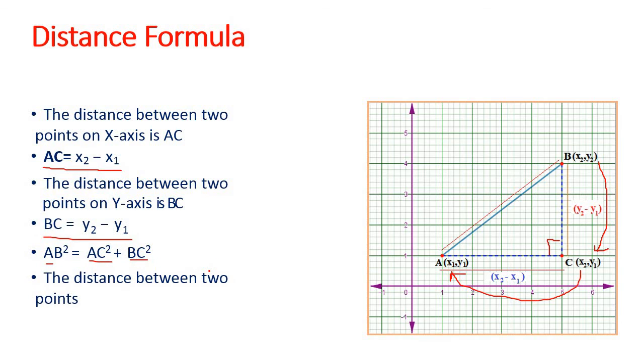Therefore the distance between A and B is given by D is equal to the square root of AC square plus BC square. AC is x2 minus x1, so substitute x2 minus x1 whole square, plus BC, which is y2 minus y1. So the distance formula is D is equal to square root of x2 minus x1 whole square plus y2 minus y1 whole square. This is the distance between the 2 points A of x1, y1 and B of x2, y2.